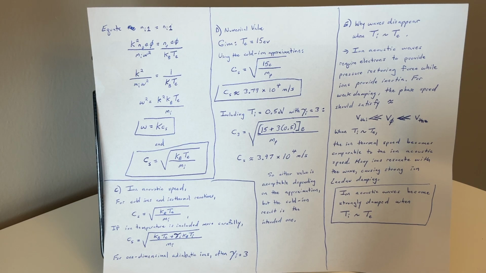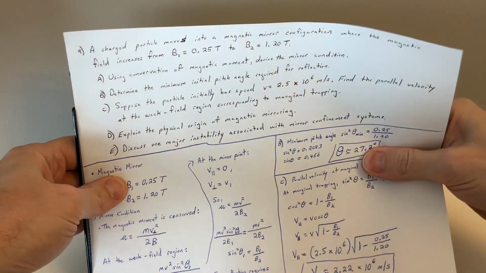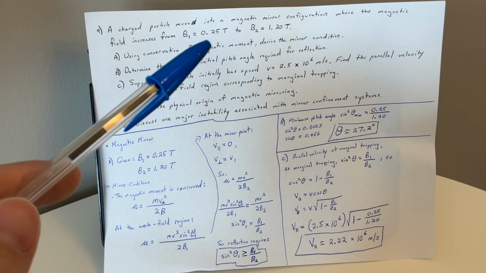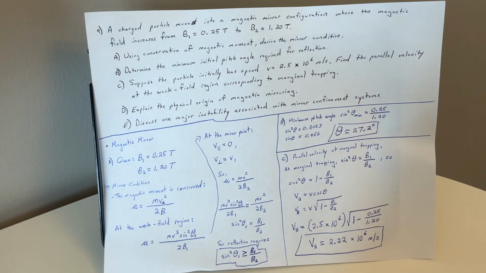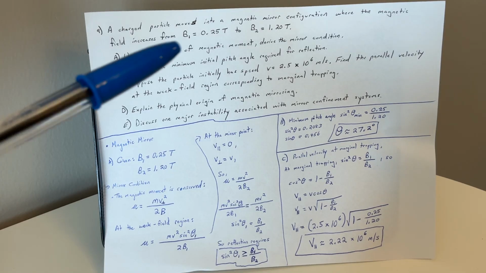Okay, so that's all for number 8, and now we can move on to number 9. So, number 9. All right, so for number 9, we have a charged particle moves into a magnetic mirror configuration where the magnetic field increases from B sub 1 equals 0.25 T to B sub 2 equals 1.20 T. Okay, part A, using conservation of magnetic moment, derive the mirror condition.